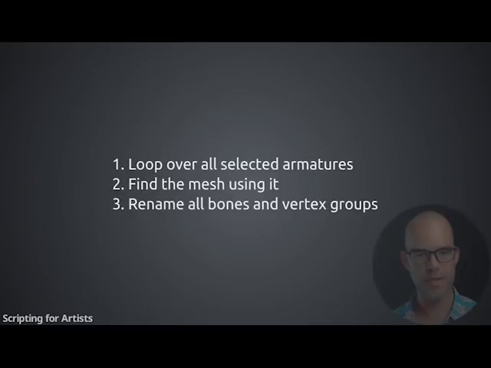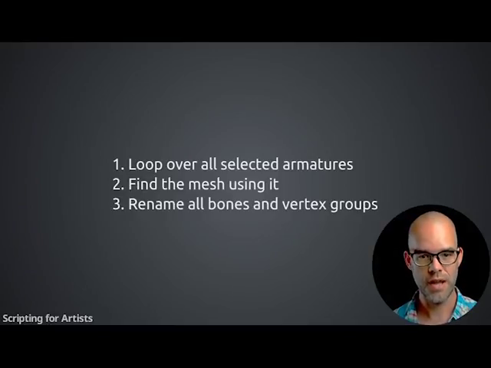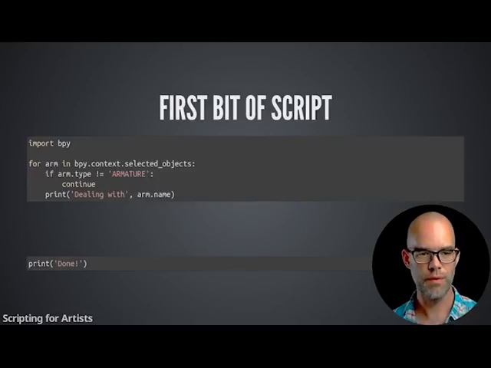So our approach will be to loop over all selected armatures, then find the mesh that is actually using that particular armature, and rename all the bones and vertex groups. So the first bit is pretty simple. We import bpy and then for our armature in bpy.context.selectedObjects we do something. We have to select only armature objects, so we can do that with if arm.type is not equal to armature, continue to the next object.